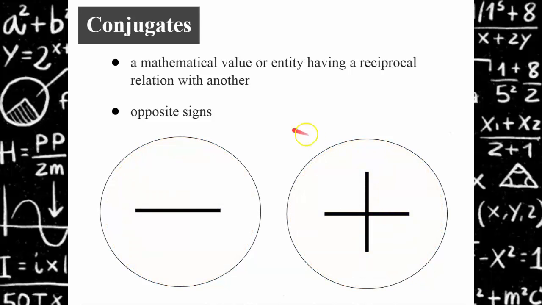Mathematically, we're going to talk about conjugates being opposites, an expression with subtract or with add. So they undo each other. We've talked about this a lot. Subtraction undoes addition, addition undoes subtraction. They are opposite signs. So we're going to focus on addition and subtraction when we talk about forming our conjugates.